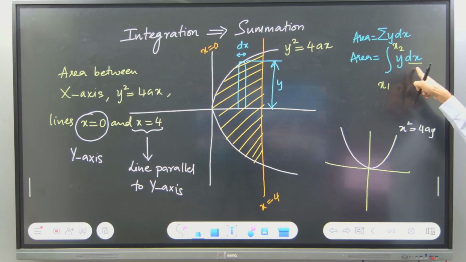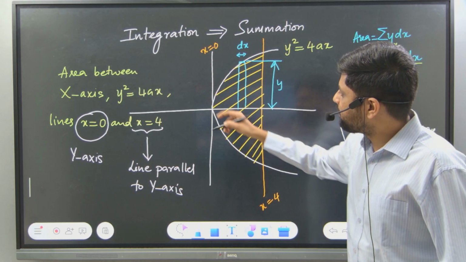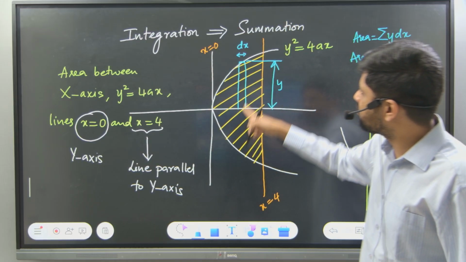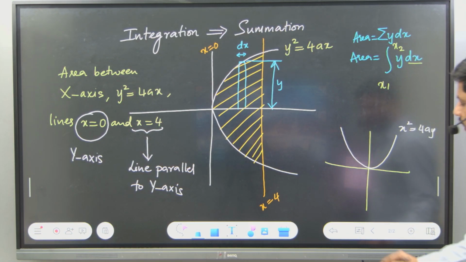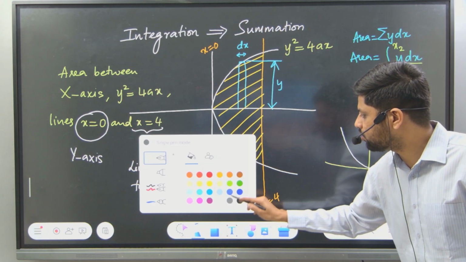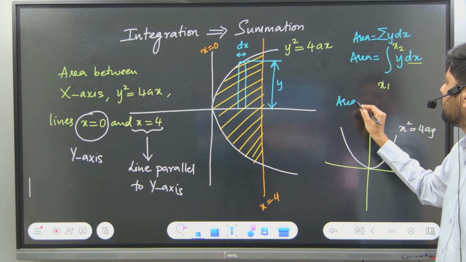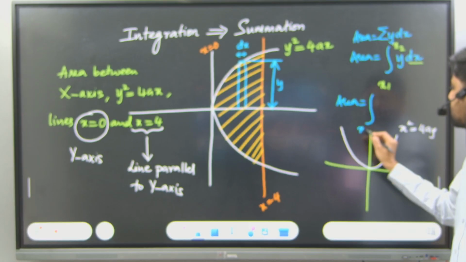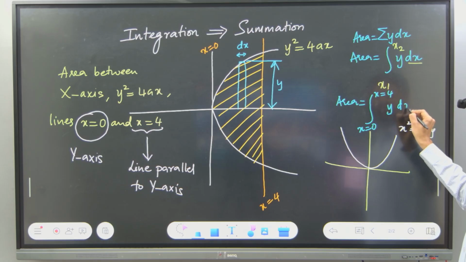So I have to integrate with respect to dx. What should be my limits? My limits should also be x1 and x2. It is starting from x is equal to 0 until x is equal to 4. So my area will finally be the integration from x is equal to 0 until x is equal to 4 of y dx.